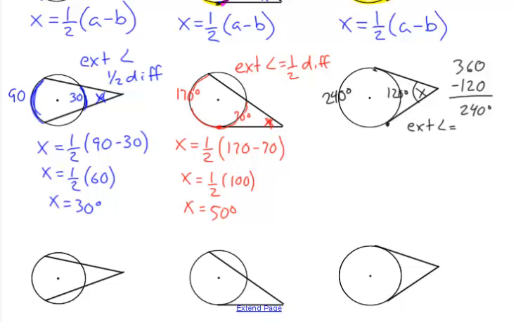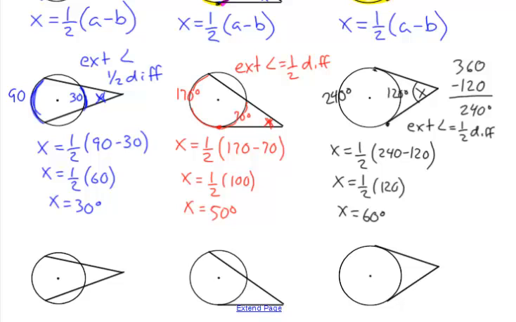Exterior angle equals half the difference. So x equals 1/2 times 240 minus 120. Okay, the larger one minus the smaller one. So half of 120, and that is 60 degrees.